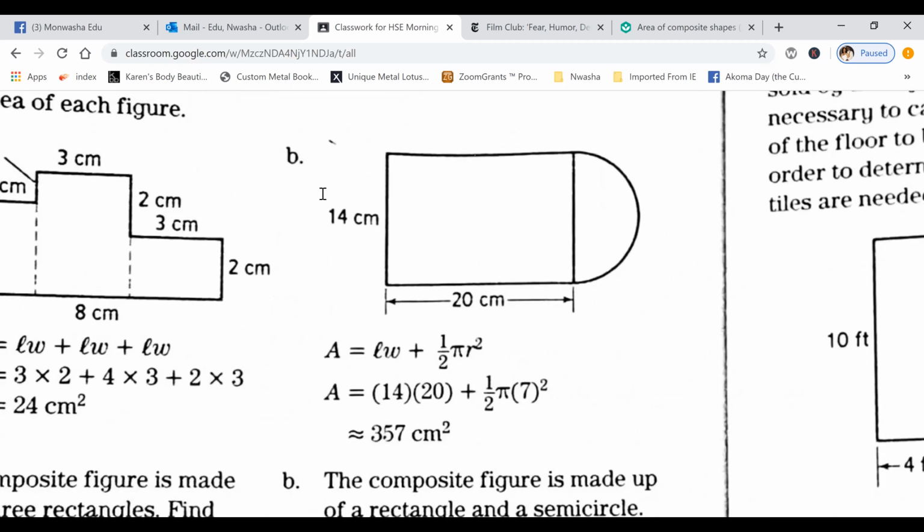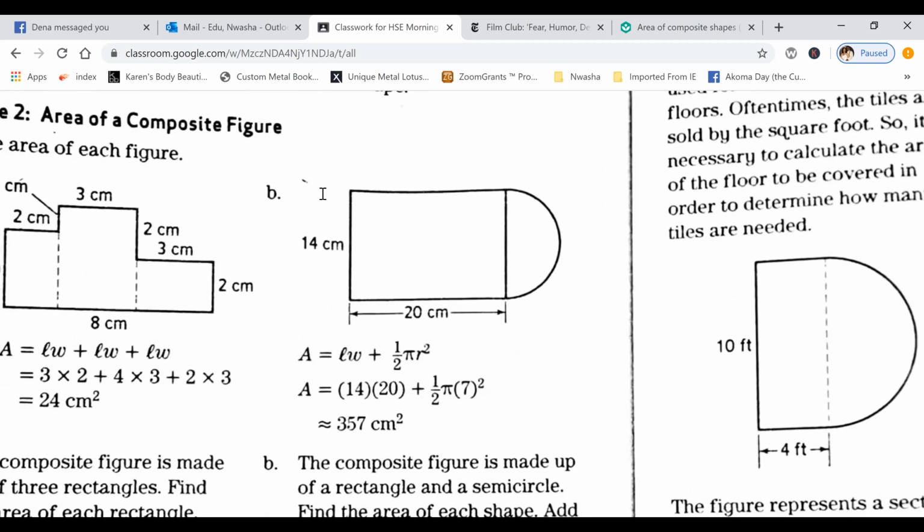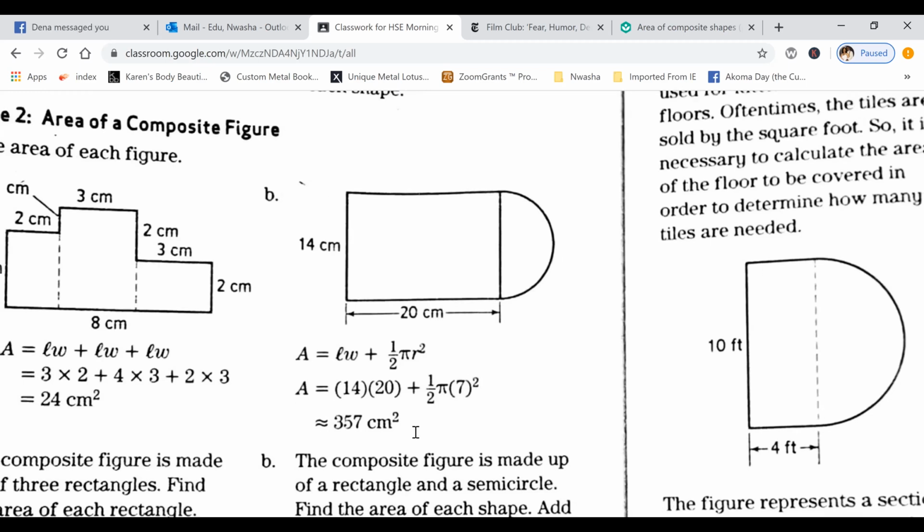So likewise, for the one with the semicircle, you're saying that in order for me to get the area of this shape, I have a rectangle that I have to figure out the area is length by width. And I have a circle or a semicircle that I have to figure out pi r squared and take half of that because it's only a semicircle. So there's a 14 and a 20. They have 14 times 20 for the rectangle. And then they have, if this is 14 as the diameter, the radius is going to be 7. So 1/2 pi times 7 squared. And it's about 357 centimeters.